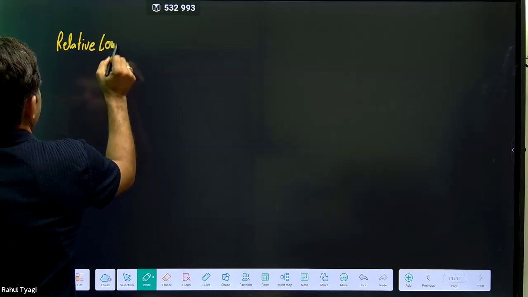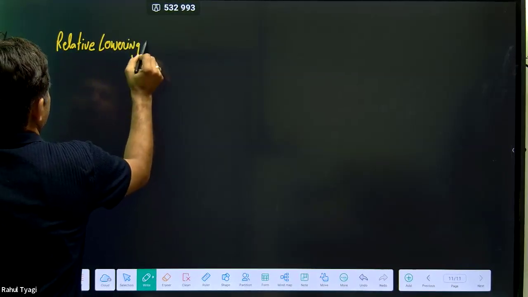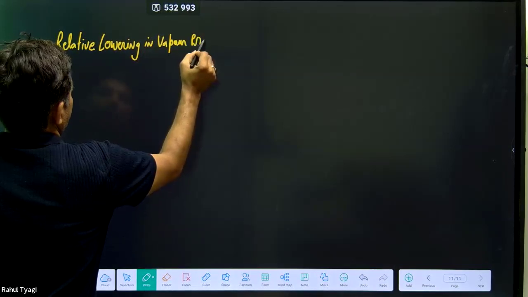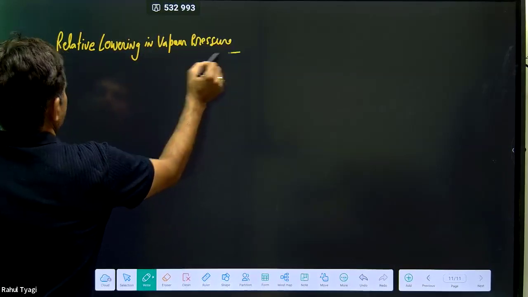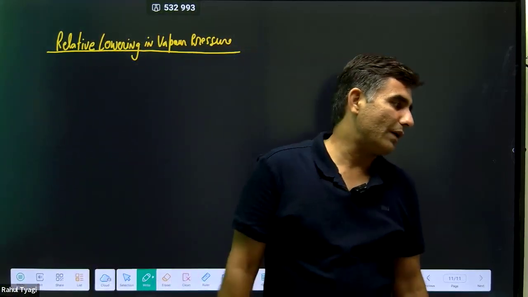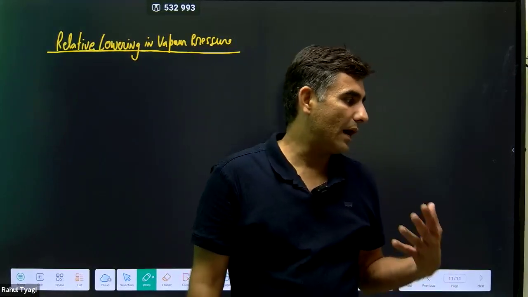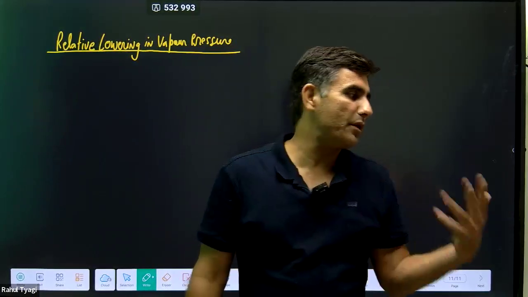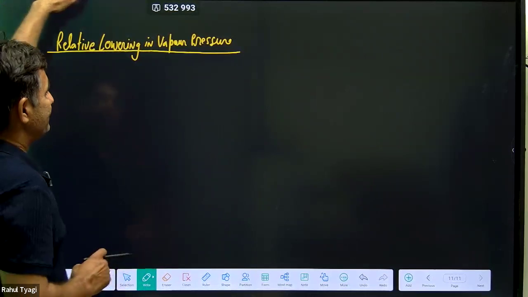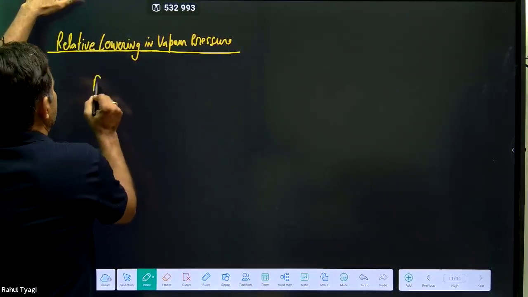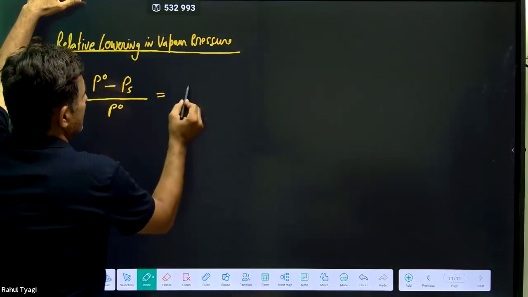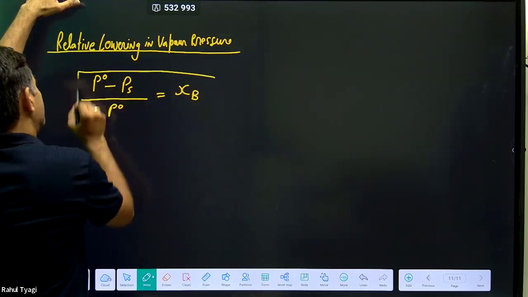Relative lowering in vapor pressure. P naught minus Ps divided by P naught is equal to mole fraction of solute.